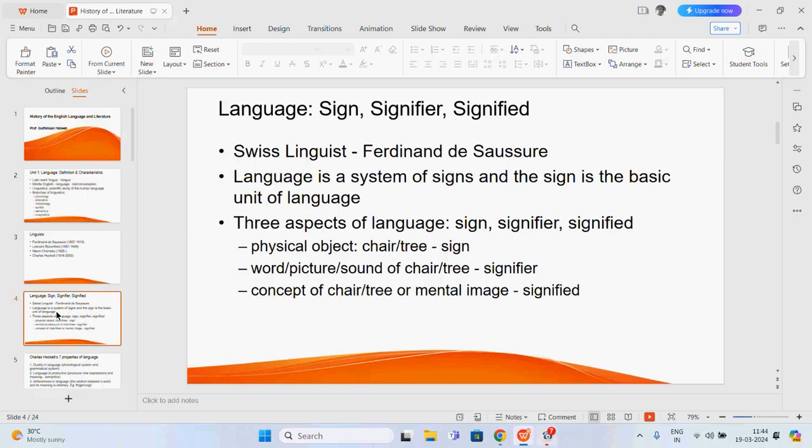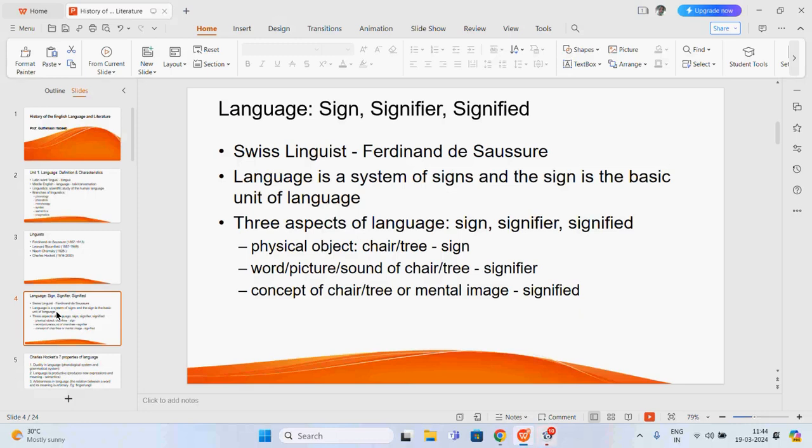First, sign. Physical object. Whatever is the physical object, you're listening to the lecture now, you're participating in the online class with the help of a device. It could be a laptop, it could be a tab, it could be a mobile phone. So whatever that physical object is, a chair, a tree, a table, your phone, your laptop, this is the sign. The physical object represents the sign, or the sign represents the physical object.